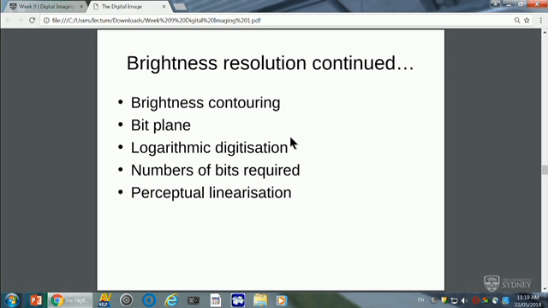Our eyes see logarithmically. In other words, if you told me that this here, in your eyes, feels twice as dark as this, if I actually measured that with a densitometer, this would be 10 times darker than this. That's the way that our eyes see.